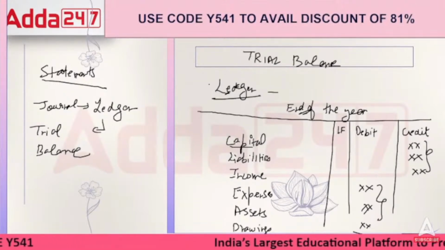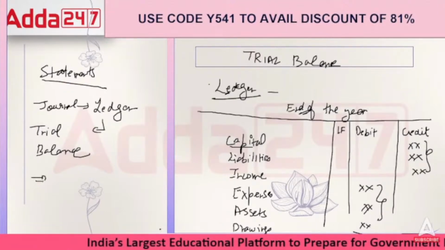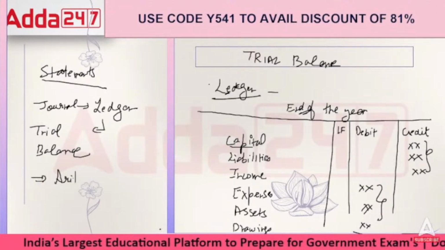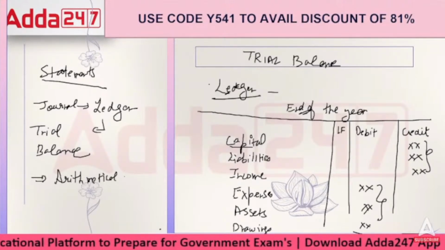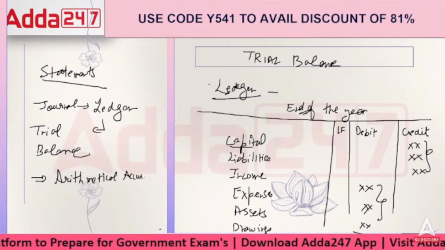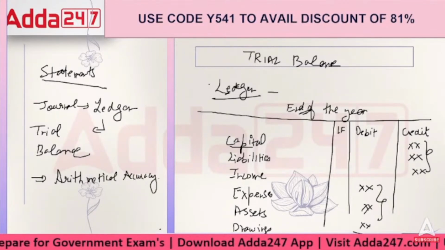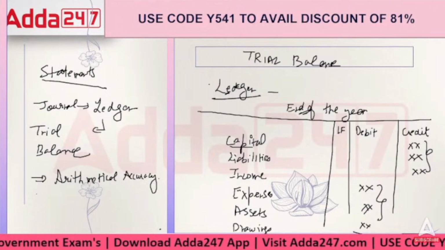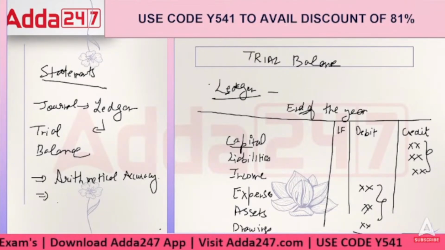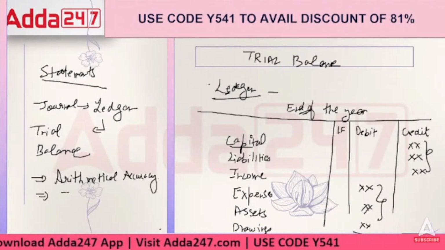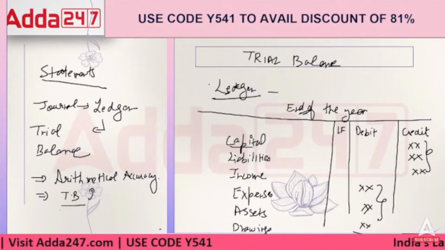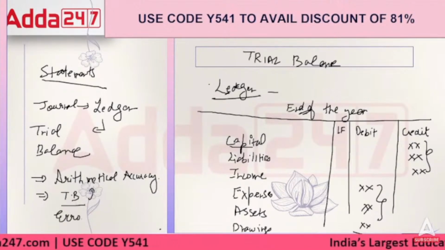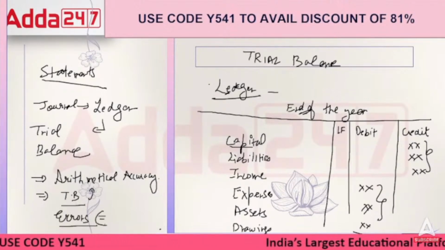And under trial balance, it is basically a checking of the arithmetical accuracy. Nothing else, but just the arithmetical accuracy of the books of accounts. That is arithmetical accuracy. It's not a conclusive proof that whatever we have done, it's all correct. Trial balance just checks the arithmetical accuracy. There are many errors which do not get detected in the trial balance.